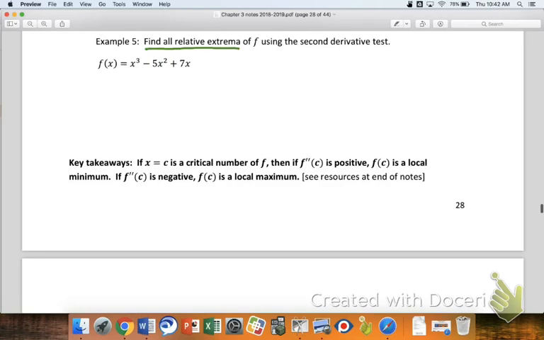Keep this in mind. This is super important. What are the candidates for relative extrema? They haven't changed from before. Critical numbers. And critical numbers are where? f prime is 0 or DNE. That's right.